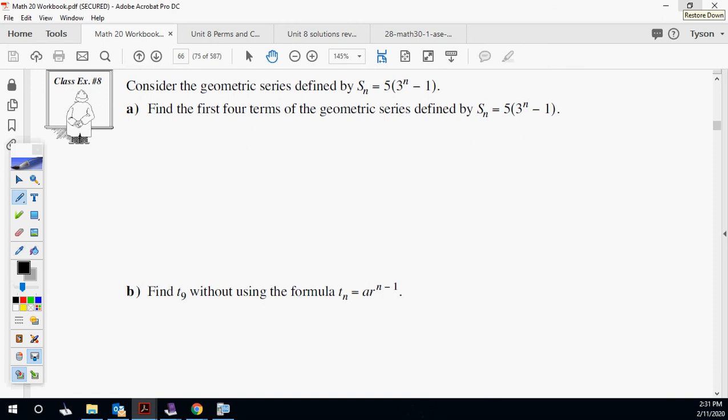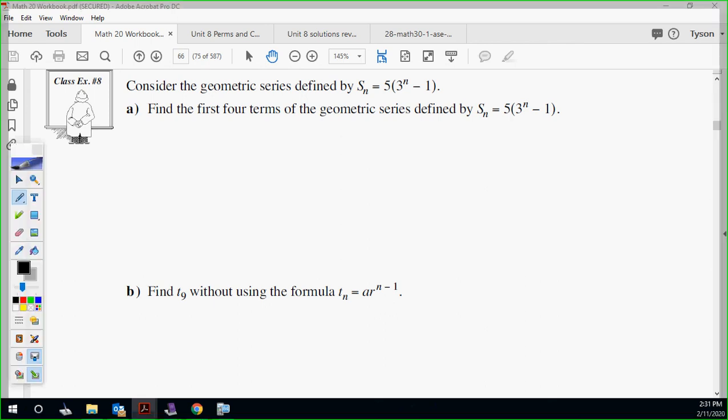Consider the geometric series defined by S sub n equals 5 times 3 to the n minus 1. Find the first 4 terms of the series defined by that. So this comes back to something we struggled with in our quiz, right? Don't forget, S1 equals T1. S2 minus S1 equals T2. S3 minus S2 equals T3. So you can always use the series to find terms.